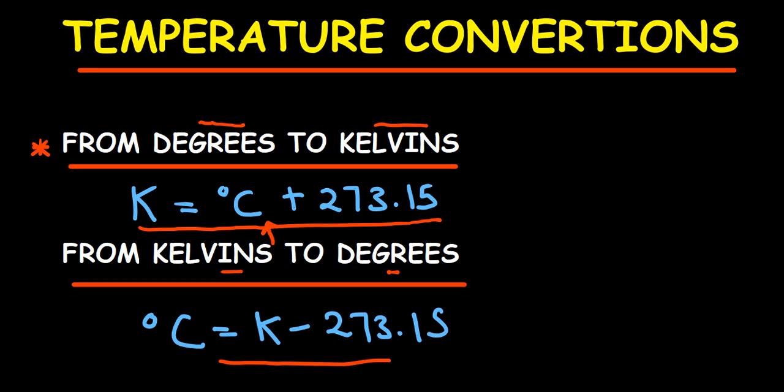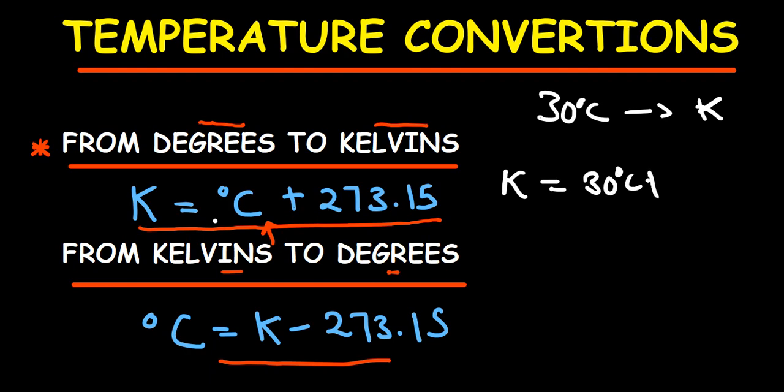So we can look at an example here. Let's say convert 30 degrees Celsius to kelvins. So what are we going to do? We are going to use this formula here. Kelvins equals, you put your 30 degrees here, plus 273.15.